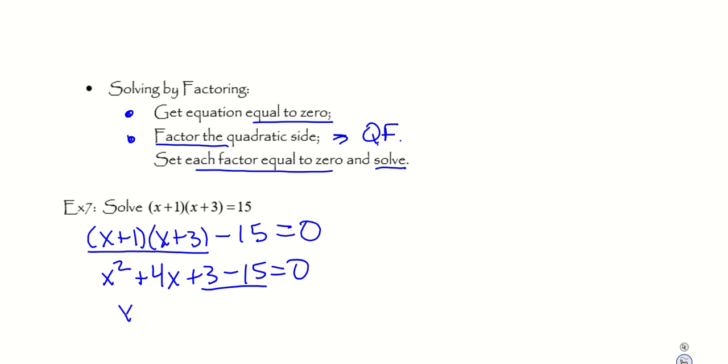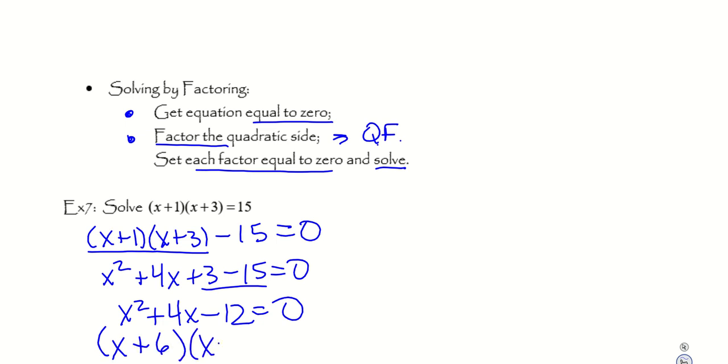Combining these two terms together, we get x squared plus 4x minus 12 equals 0. That's a quadratic in standard form. We want to factor that quadratic, and that will factor as, let's see, x plus 6 times x minus 2 gives me negative 12, multiplying 6 and negative 2. My outers give me negative 2, my inners positive 6, that gives me positive 4x, so that works.